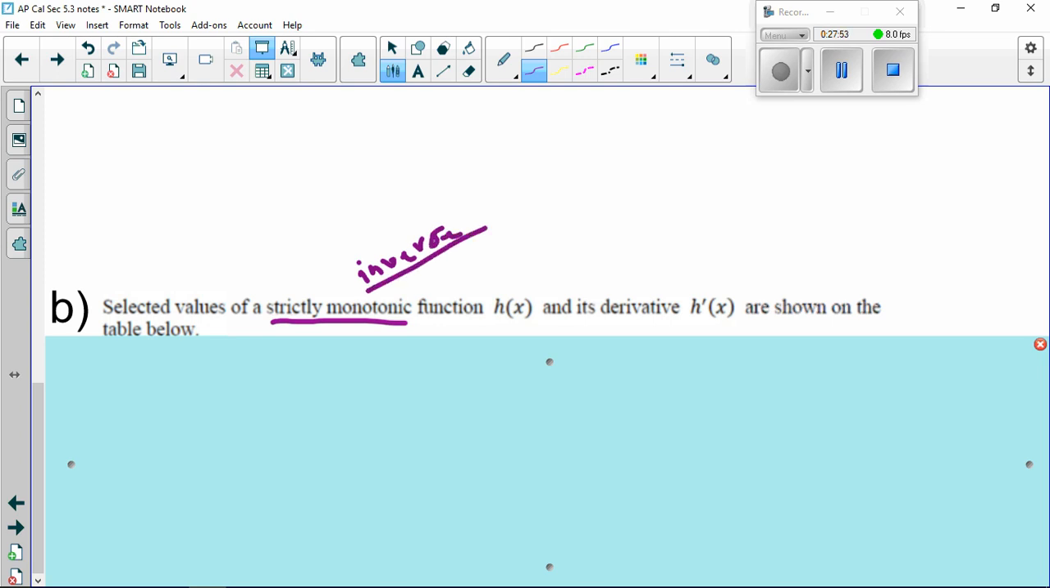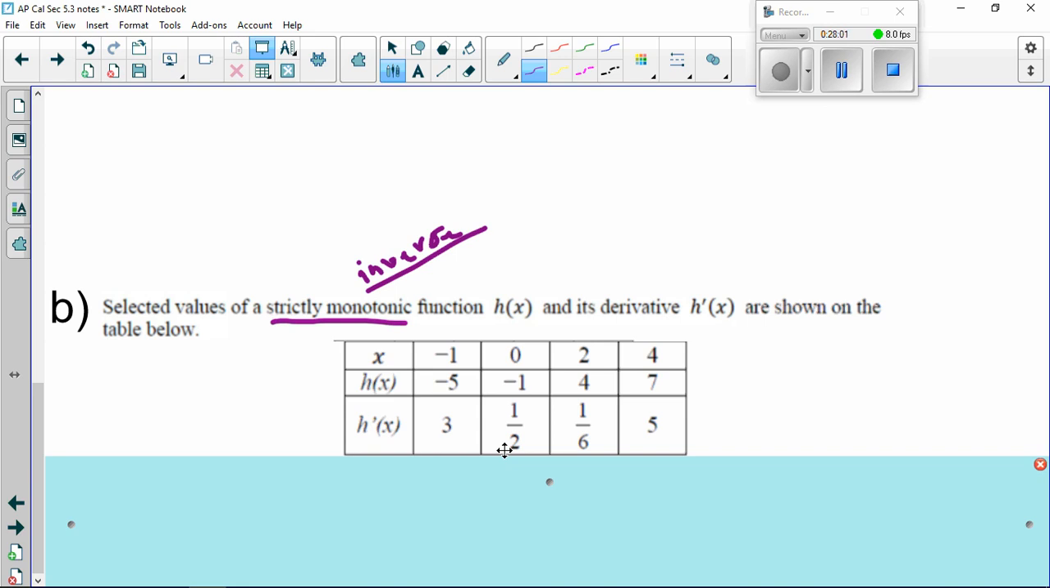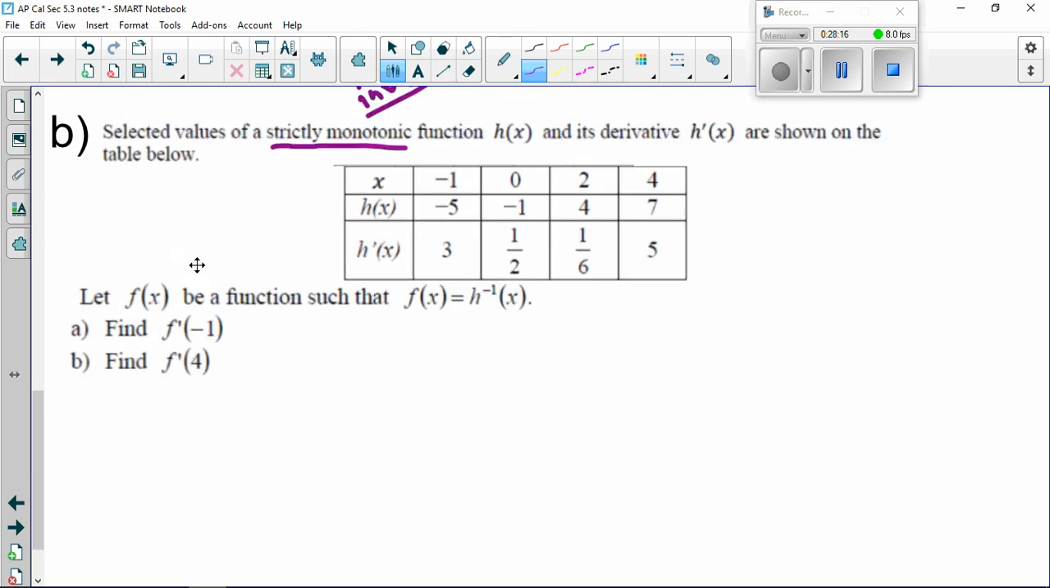Remember that word? Function h of x and its derivative h prime of x are shown on the table below. So we have a quick table. X values, negative 1, 0, 2, 4. H of x values, negative 5, negative 1, 4, 7. H prime of x, 3, 1 half, 1 sixth, and 5. So, two questions. Let f be a function such that it's the inverse of h. So now f is the one that's being the inverse. So we've kind of switched our letters around. The first thing that they want us to find is f prime of negative 1.